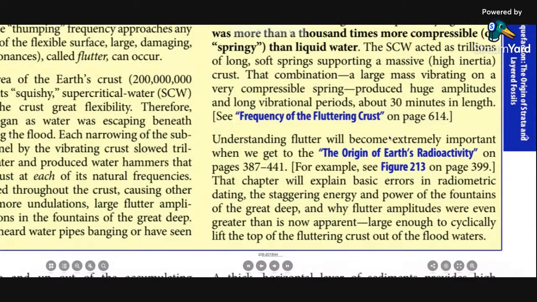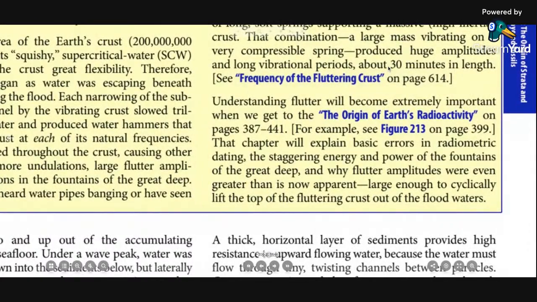minutes in length. Understanding the flutter will become extremely important when we get to the origin of Earth's radioactivity on pages 387 to 441. For example, see figure 213 on page 399. This chapter will explain basic errors in radiometric dating, the staggering energy and power of fountains of the great deep, and why flutter amplitudes were even greater than is now apparent, large enough to cyclically lift the top of the fluttering crust out of the flood water.